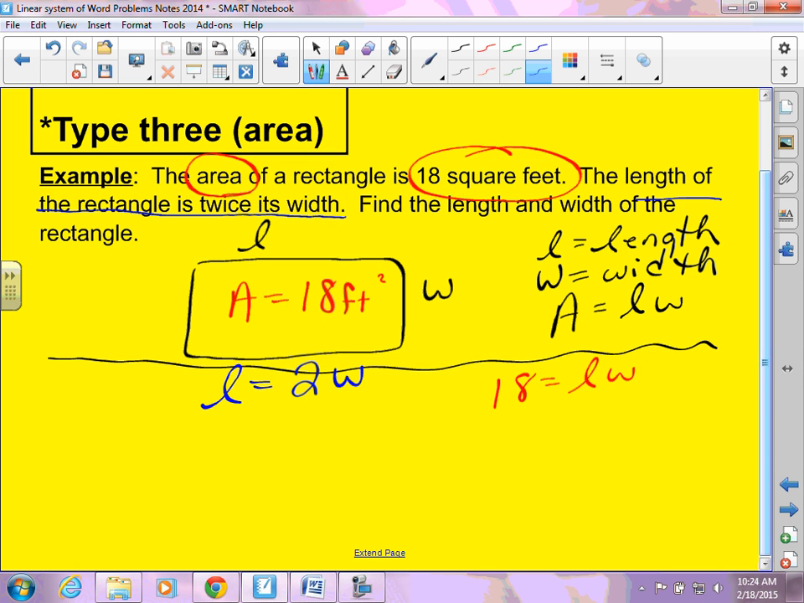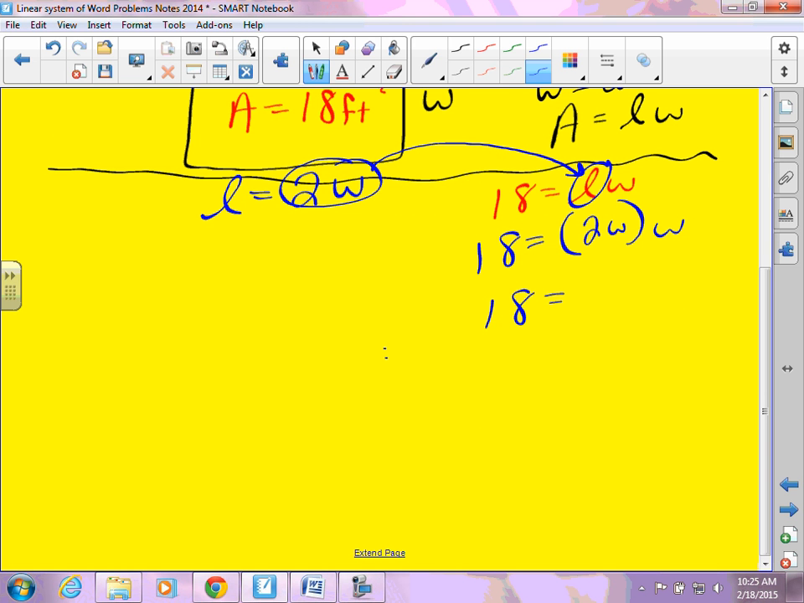So now what I'm going to do is use my substitution. And I'm going to circle what L equals, and I'm going to circle the L in my problem, and I'm going to substitute that in. So 18 equals parentheses 2W, parentheses W, and you need parentheses. We okay? Yeah? All right. Let's keep going. So 18 equals 2, and this is going to be W, what do you think?